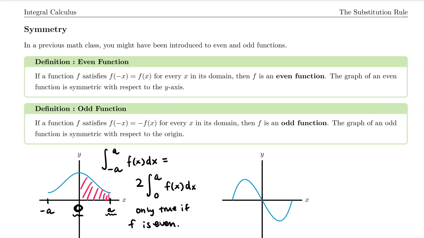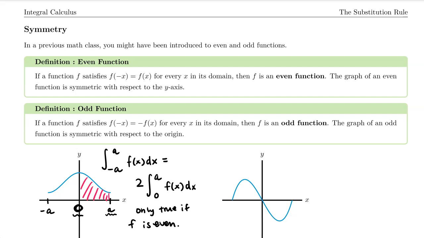Okay, let's define what an odd function is now. So if a function f satisfies the characteristic that f of negative x is equal to negative f of x for every x in its domain, then f is an odd function. The graph of an odd function is symmetric with respect to the origin. Now, another way of saying that, if you look at the graph of a function, you can tell that it's odd if you rotate the graph 180 degrees, either clockwise or counterclockwise, and you end up with the same graph.